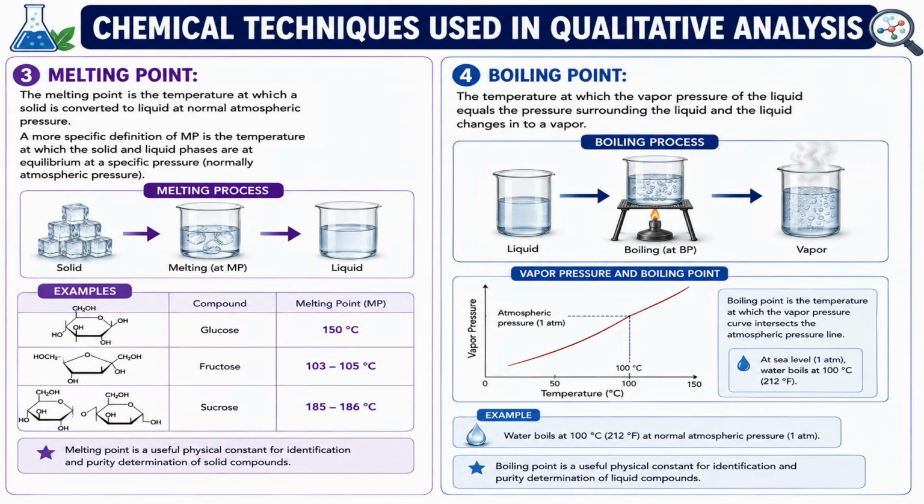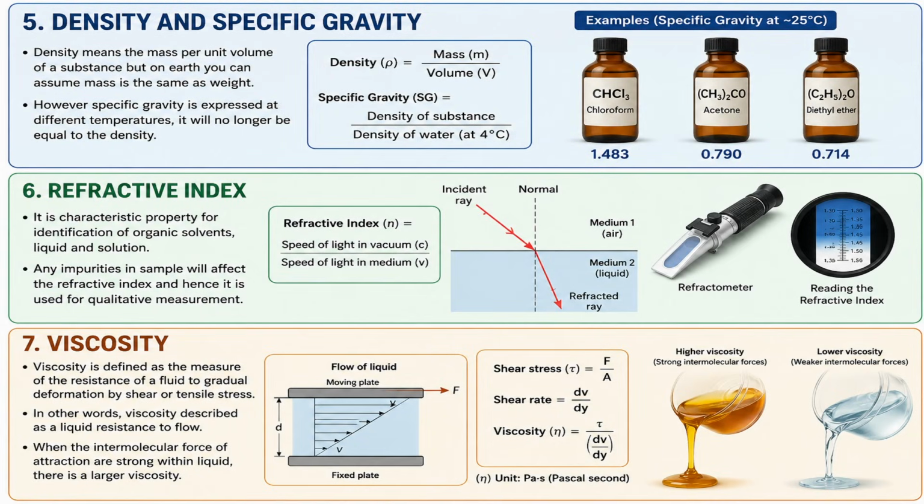And the fourth one is boiling point: the temperature at which the vapor pressure of the liquid equals the pressure surrounding the liquid and the liquid changes into a vapor. Example, water boils at 100 degrees Celsius. Next, density and specific gravity. Density means the mass per unit volume of the substance; on the earth you can assume the mass is the same as weight. However, the specific gravity is expressed at different temperatures, so it will no longer be equal to the density.